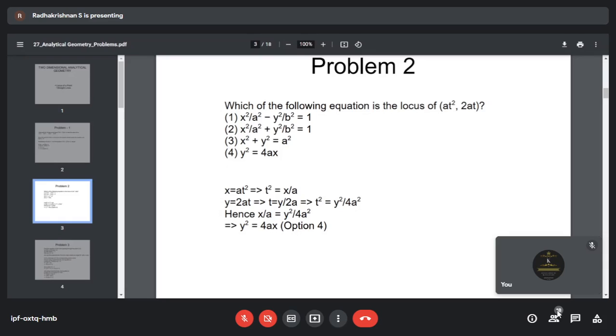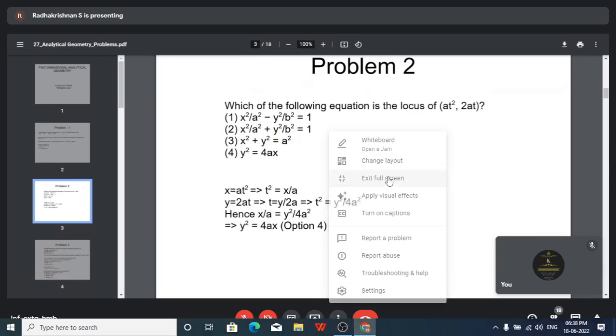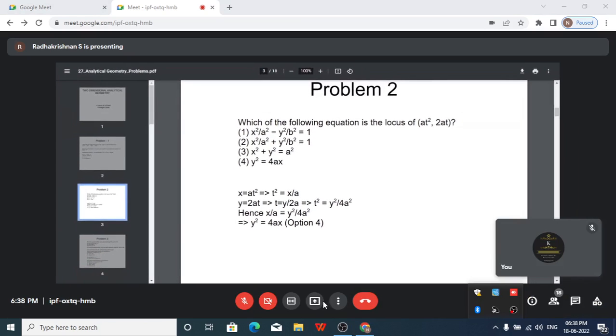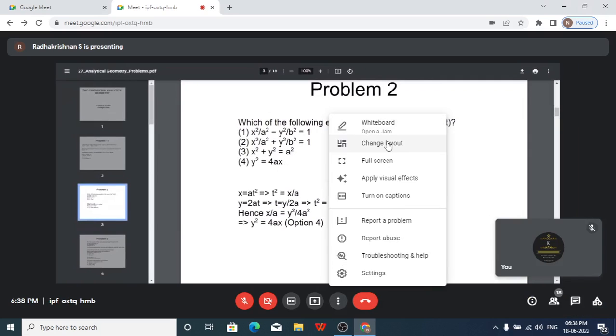So how did we do it? x equal to at squared, so t squared equal to x by a. y equal to 2at, so t equal to y by 2a, that is, t squared equal to y squared by 4a squared. So t squared equal to x by a and t squared equal to y squared by 4a squared, so next step we can write x by a equal to y squared by 4a squared. If we simplify, y squared equal to 4ax. So this way also we can. Sometimes the options are not given, and you will have to necessarily use this method. We discussed this method in a similar problem in the last class also.